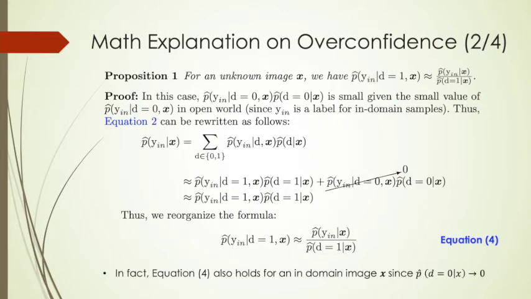If we expand equation 2, we find that one of the items is actually pretty small. For example, for an unknown image X, P(y_in given D equals 0 and X) is very small because X is out of domain and y_in is an in-domain label. On the other hand, when X is an in-domain image, P(D equals 0 given X) is close to 0. Keep in mind D equals 0 means it is out of domain. Therefore, in both cases, equation 2 can be rewritten to be equation 4.